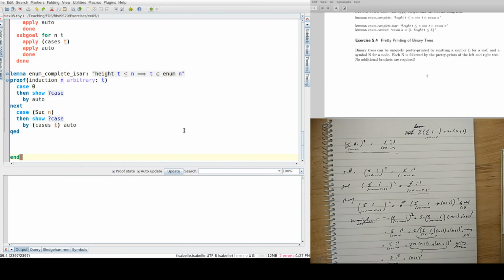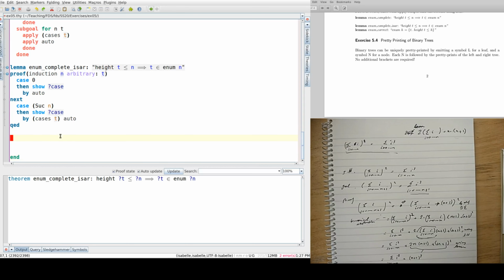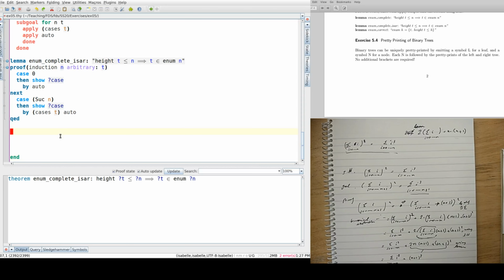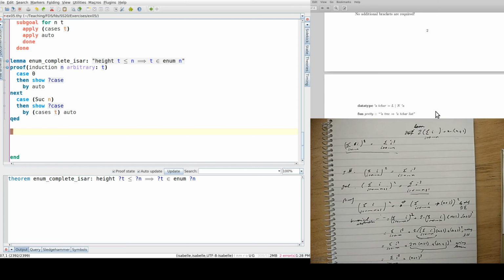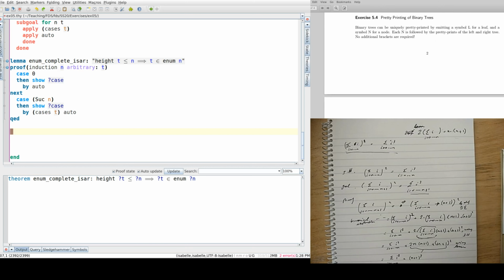So now let's go to the fourth exercise. So here in this exercise we need to pretty print binary trees, okay? And let me just show you what that is. So we need to define a function that given a binary tree does the following, okay? I'll show you on the paper there.